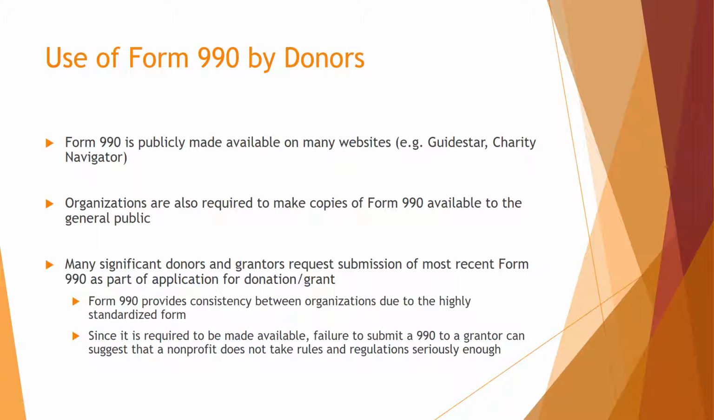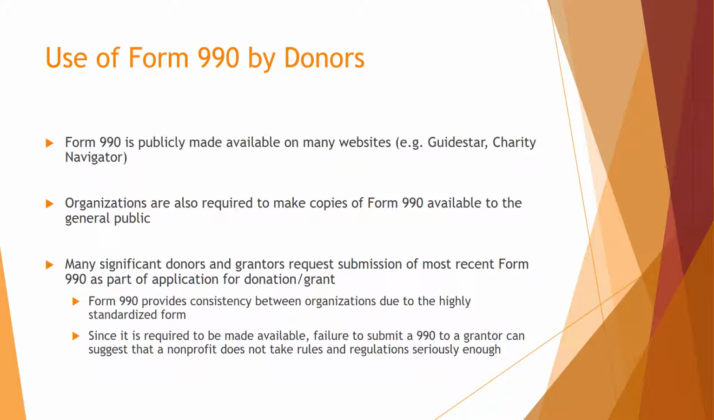So the Form 990 is available to donors in a few different ways. One is that it's made publicly available on a number of websites, such as GuideStar and Charity Navigator, two of the most common that are out there. And they have pretty much the whole return. The Schedule B is redacted from the copies made available on those websites, and in some cases signature lines are also redacted or made electronic so that a signature can't be copied.